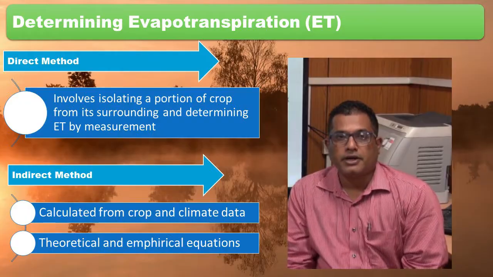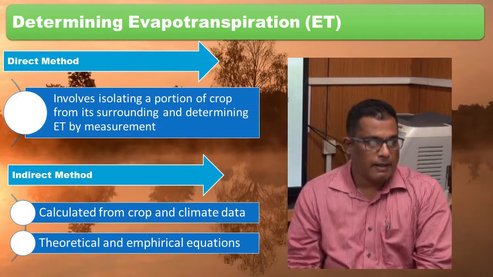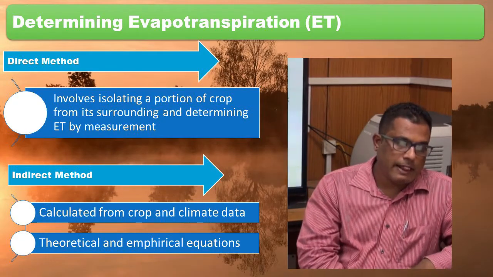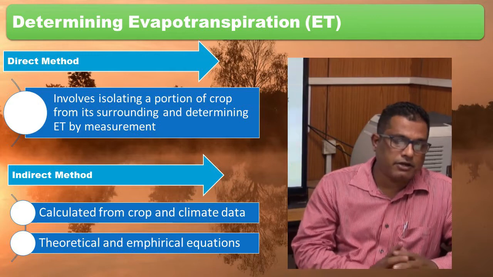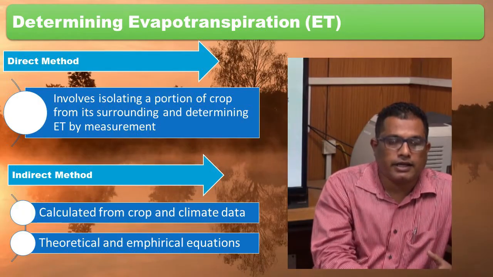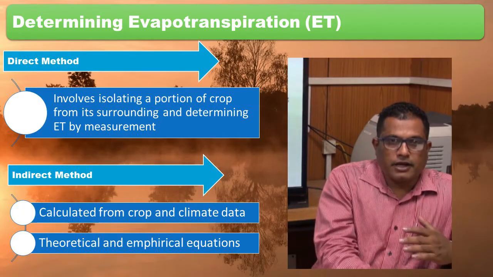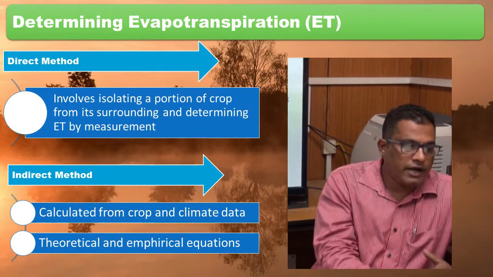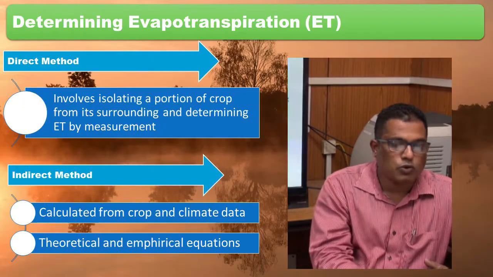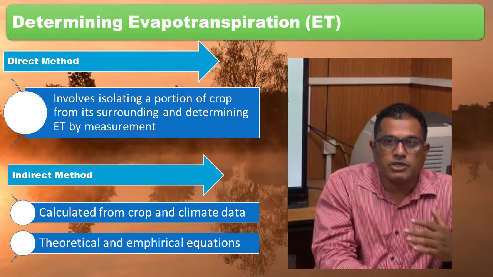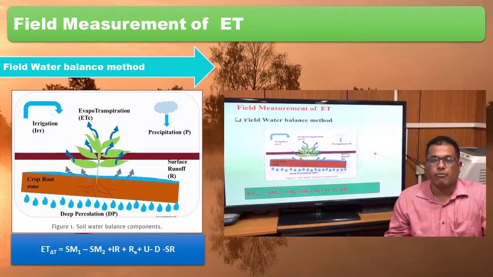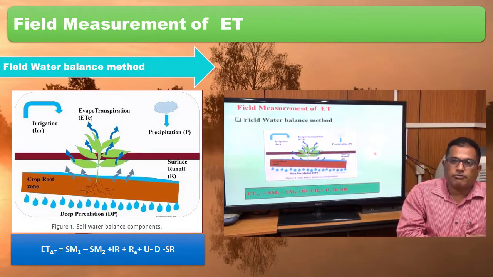Now, coming to determination of ET, evapotranspiration, there are two methods. One is direct method and second is indirect method. Direct method involves isolation of a portion of crop where the crop is grown. We isolate it hydrologically for determining the ET measurements. And the indirect method is calculated from crop and climate data, and also through some mathematical modeling, through some simulation or from theoretical formulas, which we will be discussing. In this course, evapotranspiration, let me tell you, is very important.